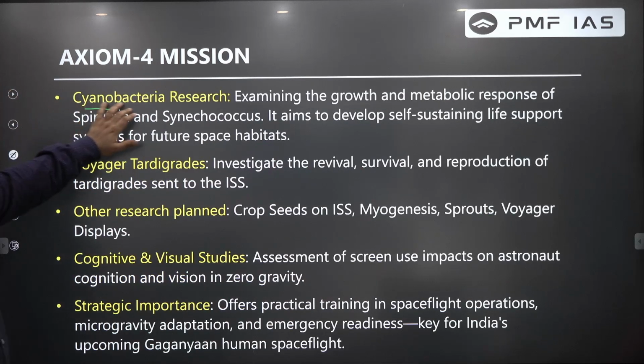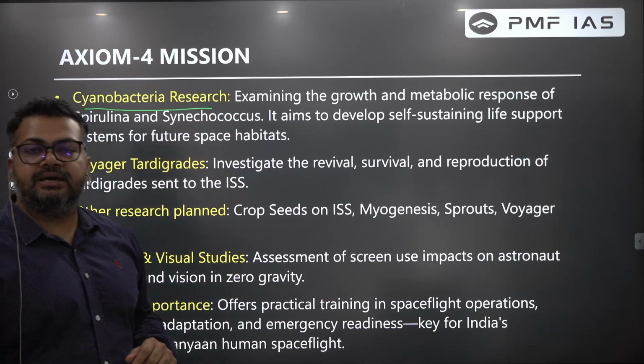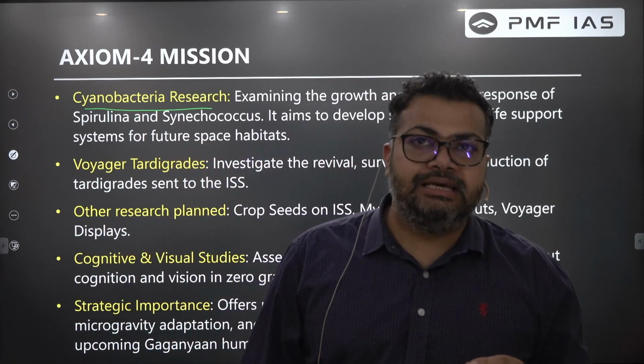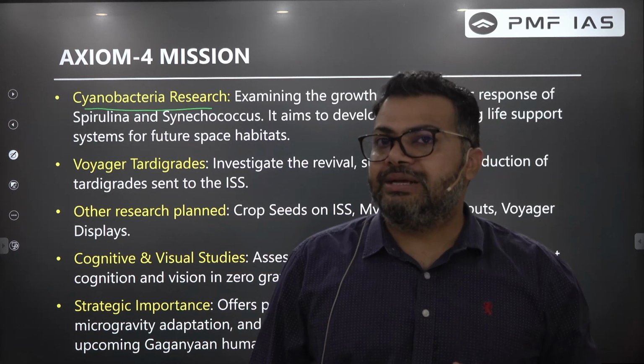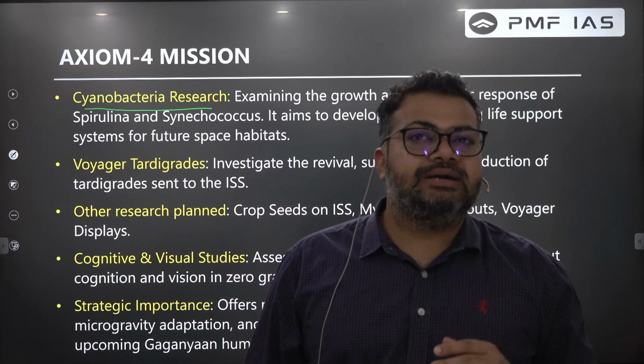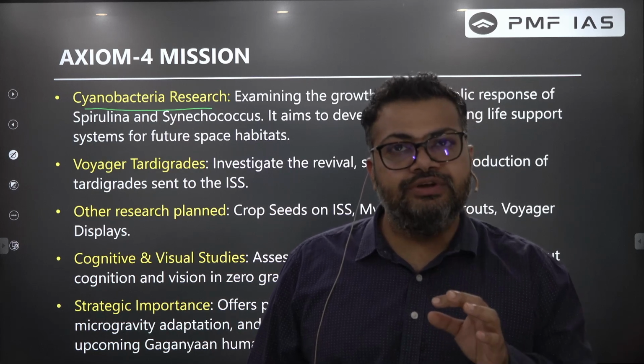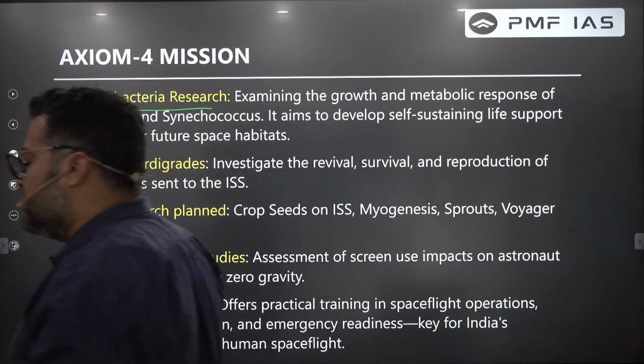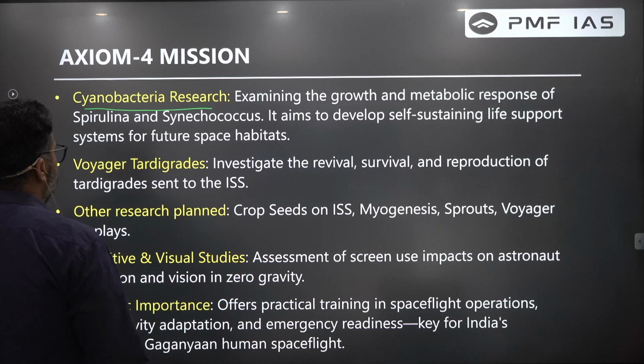Next is cyanobacteria research. Cyanobacteria is basically a type of bacteria that is called blue-green algae. Blue-green algae is a type of bacteria, it's not a type of algae. So it's a kind of bacteria that contains chlorophyll in it, and with the help of chlorophyll it can perform photosynthesis. So it's a bacteria that can produce its own food, right? Cyanobacteria. Anabaena and Nostoc are good examples.